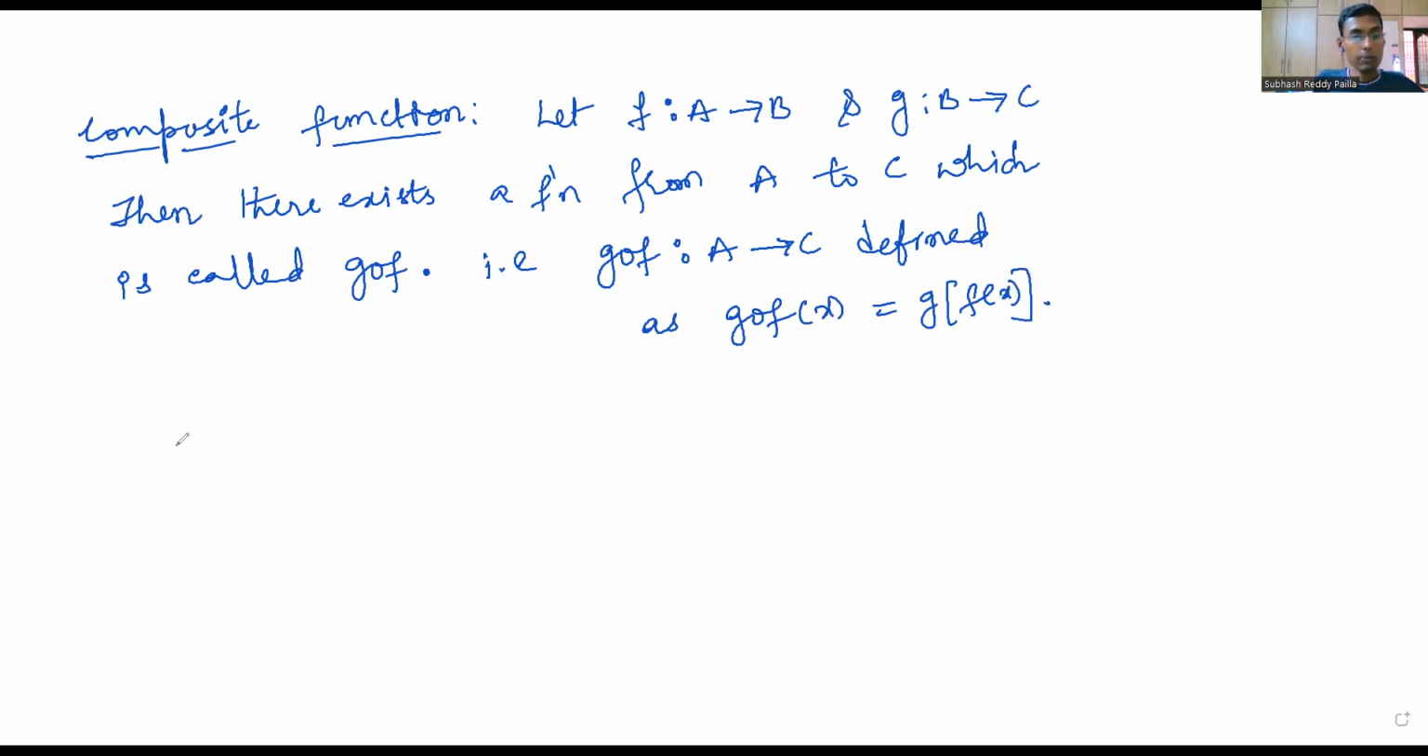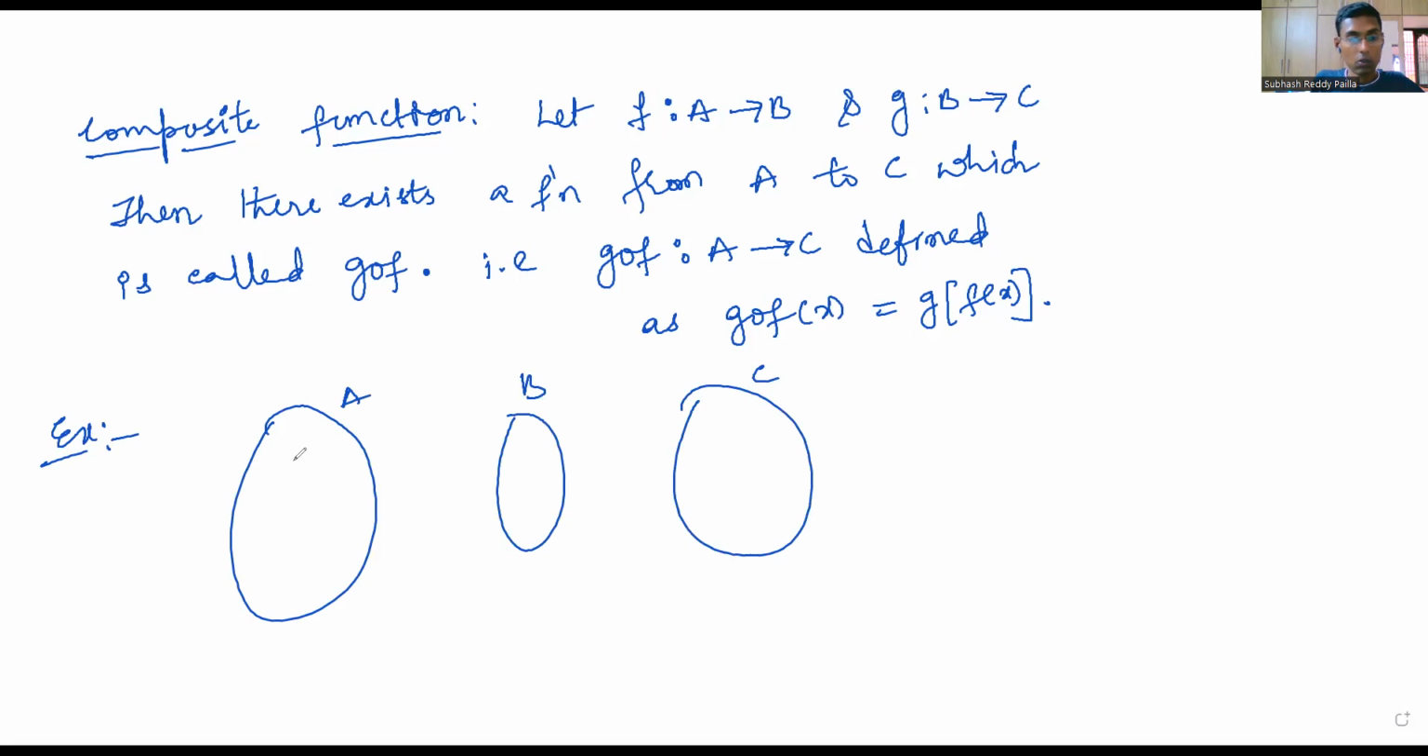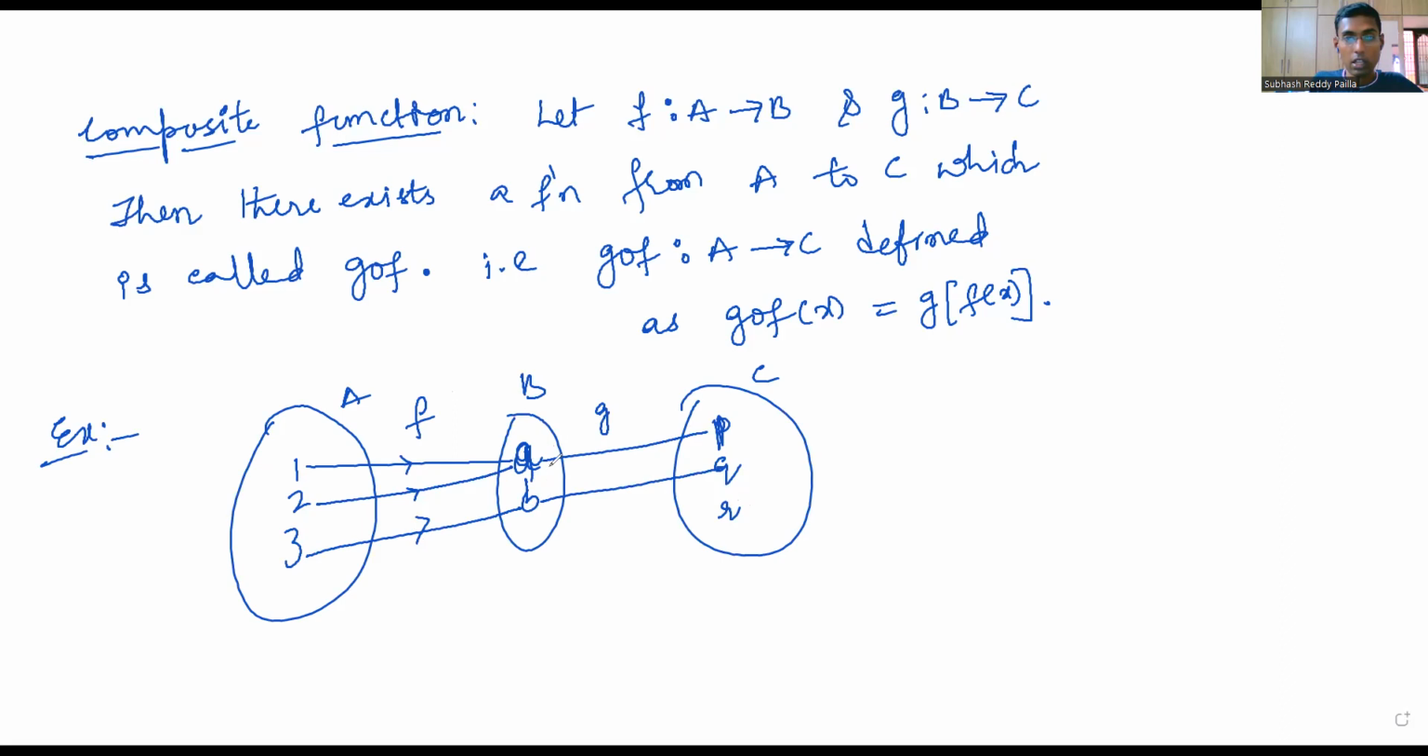I'll tell you the meaning. Let's say your A is here, B is here, and C is here. 1, 2, 3 in A, a, b in B, and p, q, r in C. Function means every element in A should have one and only one image. For this, only one image. For this, one and only one image. For this also, one and only one image. So f is a function from A to B, and g is a function from B to C. Now if I keep one more arrow from A to R, then it will not be a function. So clearly f and g are functions, yes or no?